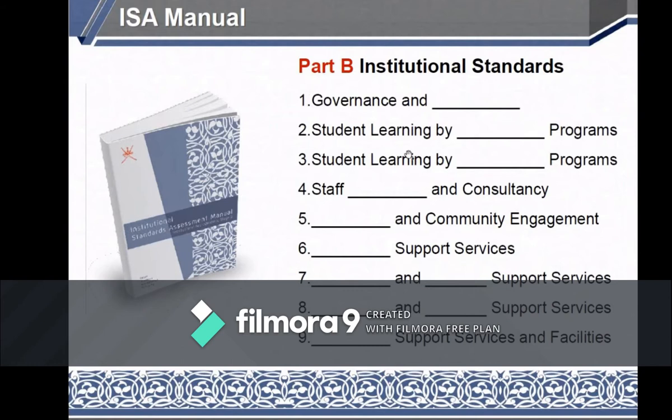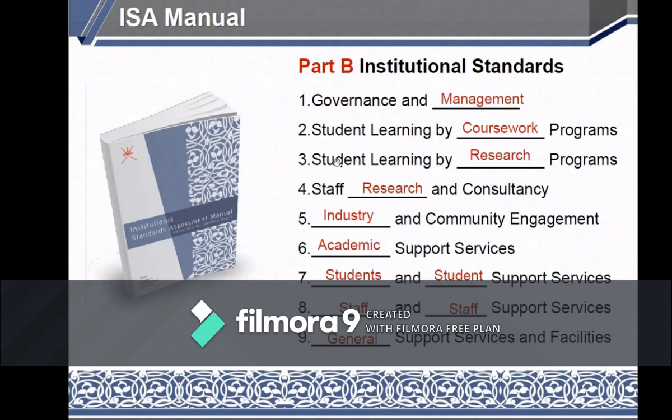Of course, you know, they are: governance and management, student learning by coursework programs, student learning by research programs, research and consultancy, industry and community engagement, academic support services, students and student support services, staff and staff support services, and general support service and facilities. These are the 9 domains, out of which we will not be working on the 3rd domain because we are not a research institution.